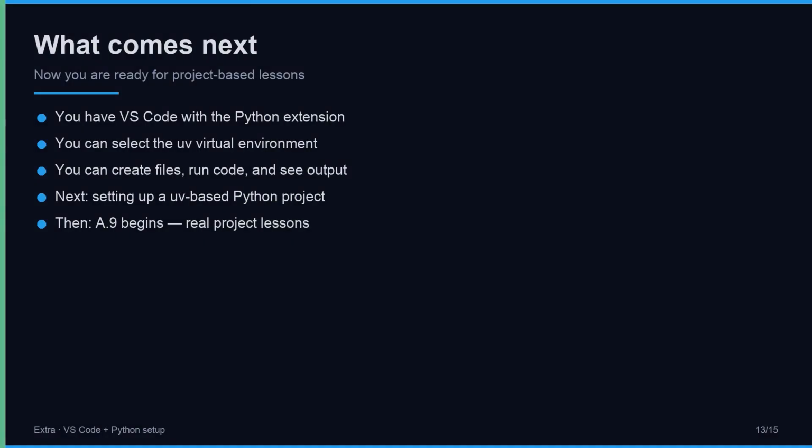Once your setup is complete, you have everything you need. You have VS Code with the Python extension. You can select the UV virtual environment. You can create files, run code, and see output in the integrated terminal. The next extra lesson walks you through creating a proper UV-based project, the directory structure, the commands, and the workflow you will use in every lesson from 8.9 onwards. Then 8.9 begins, real project lessons with real code.